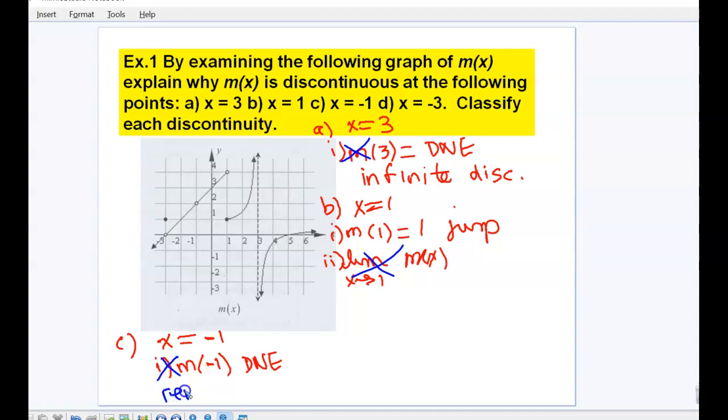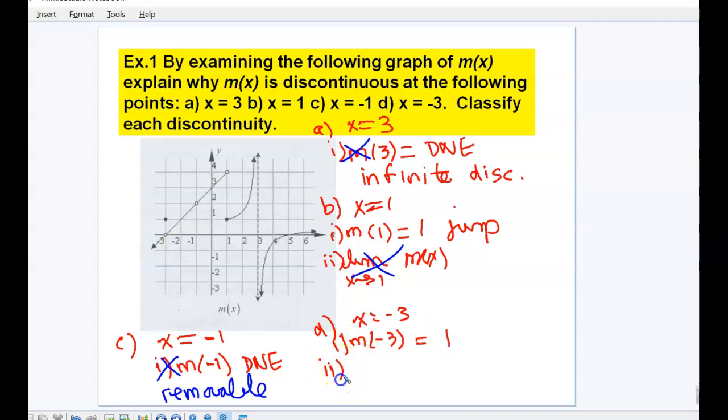So this guy would be considered a removable discontinuity. The last one, D, we're looking at x equals -3. So first of all, is there a value of the function at -3? So this is part 1. At -3, the value of the function is 1.